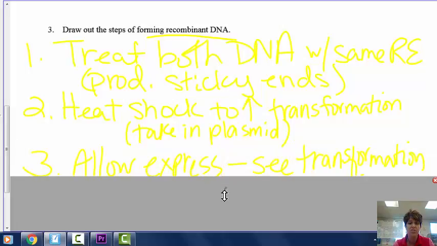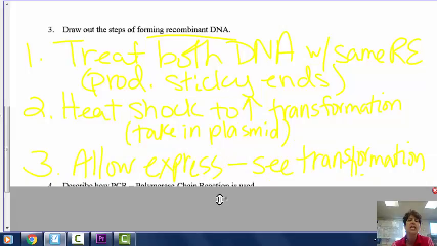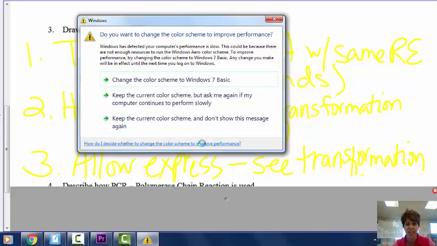And the last step is just allowing it to express. So if you give it time, it should express those genes, therefore go through transcription and translation and build the proteins. And the proteins are evidence that it has actually taken in the gene.